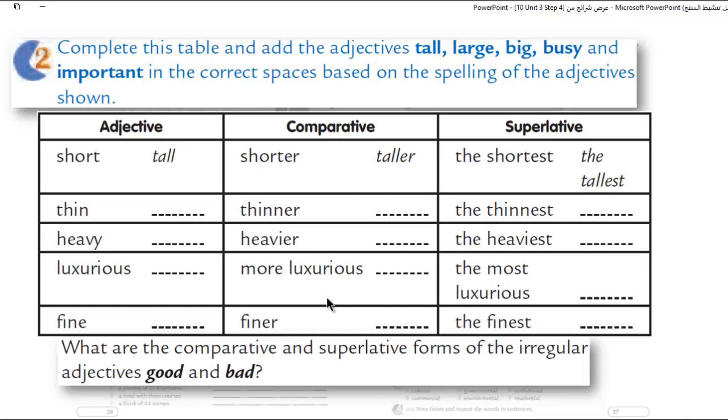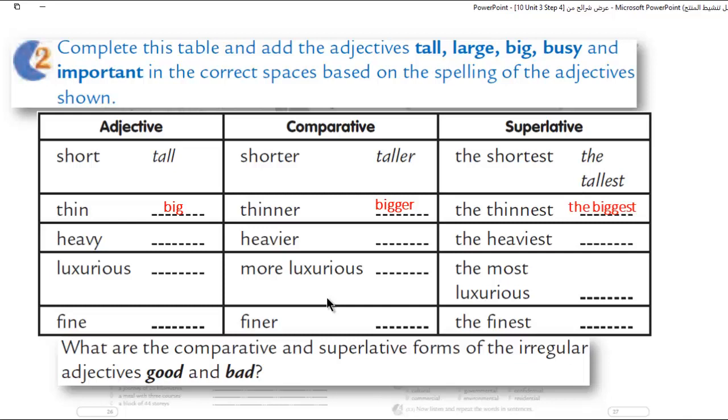Number 2. Who can answer? Thin. What is the adjective that has the same syllable in spelling? Yes, excellent. Big, thin, thinner, the thinnest. Big, excellent. Bigger, the biggest. Excellent. The next adjective, heavy.